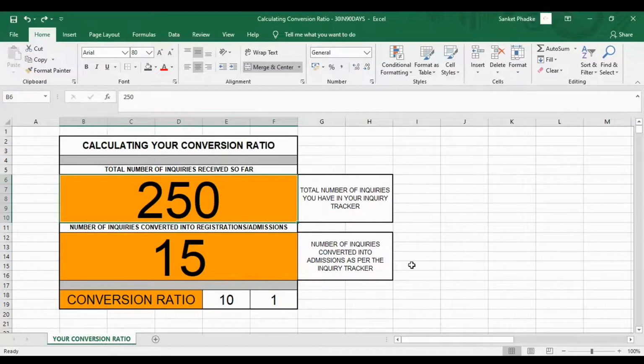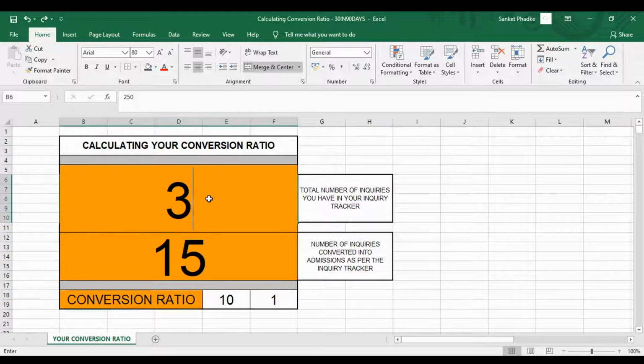Okay, so here's the template which I've created. Once you download this, what you need to do is simply put in the total number of inquiries received so far. Now, you will get this number only if you have downloaded the inquiry tracker and punched in all the data. Okay, so let's assume that the total number of inquiries in my inquiry tracker is say 300.